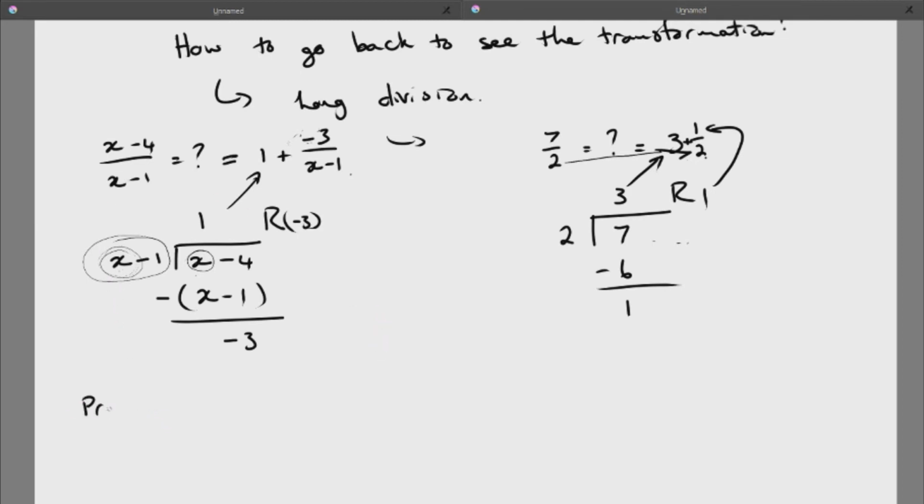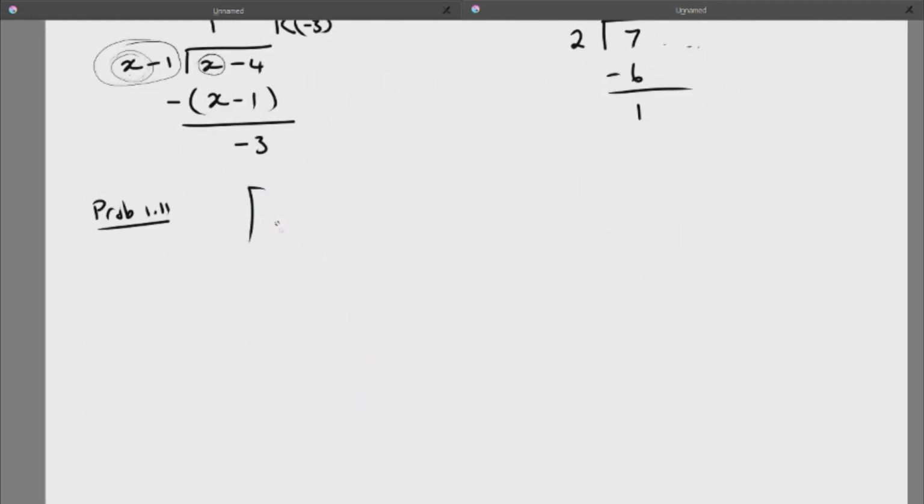Still in problem 111, we now have some functions that we call rational functions. I'll just do it as a side note here. Rational functions, that's when I have a fraction of functions. I have a numerator and a denominator, but they're both polynomials.